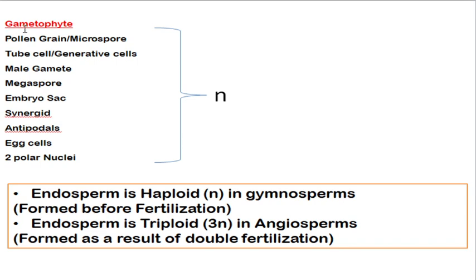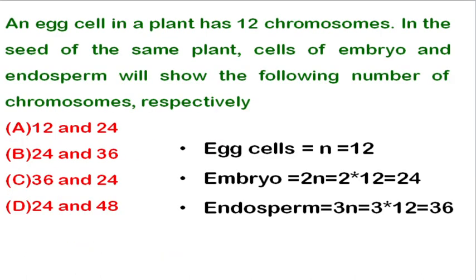Whereas gametophytes include pollen grain or microspore, tube cell or generative cell, male gamete, megaspore, embryo sac, synergid, antipodal, egg cell and two polar nuclei. All have a haploid number of chromosomes. Regarding endosperm, it is haploid, that is single N, in gymnosperms, because the endosperm is formed before fertilization, whereas endosperm is triploid, that is 3N, in angiosperms, because in angiosperms the endosperm is formed as a result of double fertilization. Regarding that, they have given that the egg cell has 12 chromosomes.